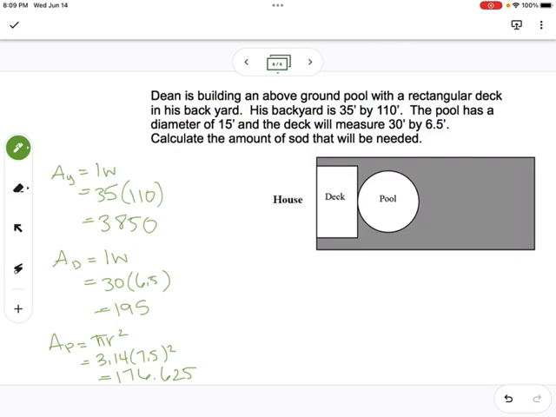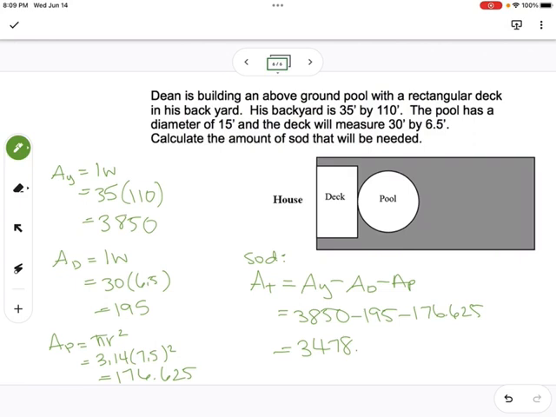Okay, so the total amount of sod is going to be the area of the yard, subtract the area of the deck, and subtract the area of the pool. So 3,850, subtract 195, subtract 176.625. And we get a total of 3,478.375 feet, and area is squared.